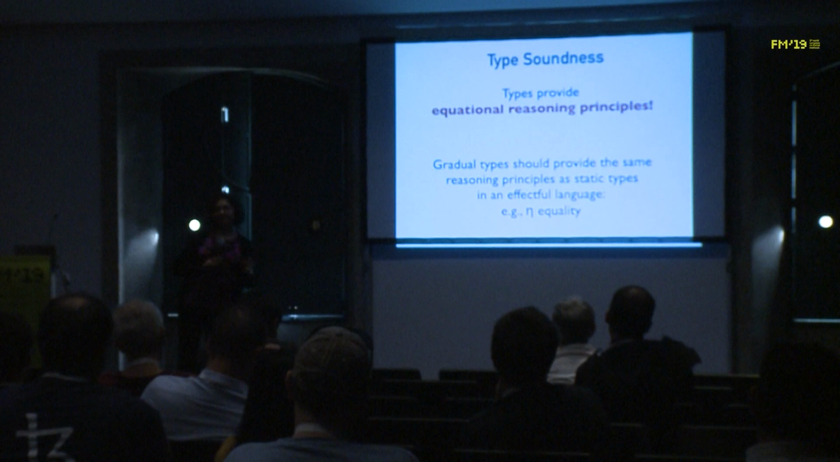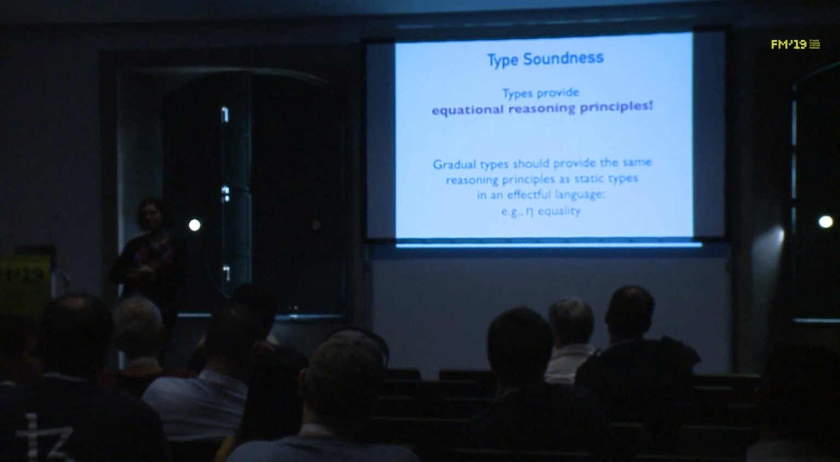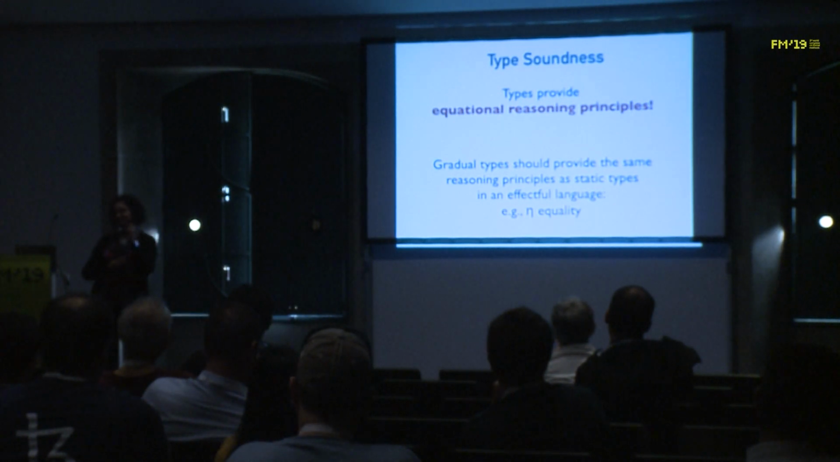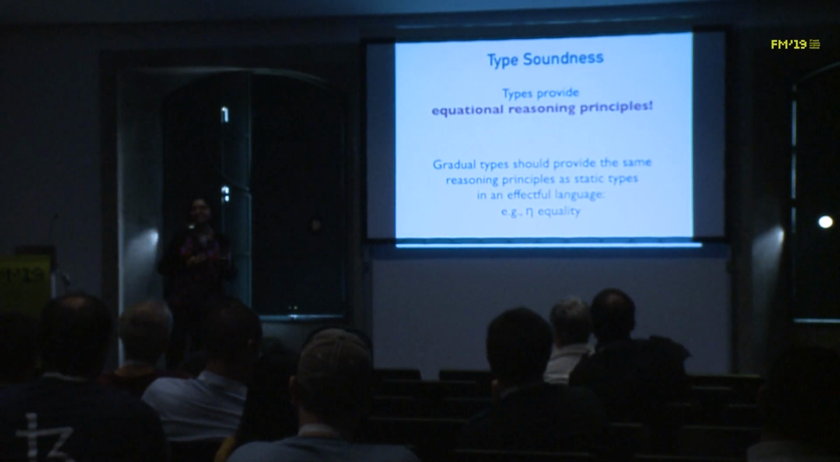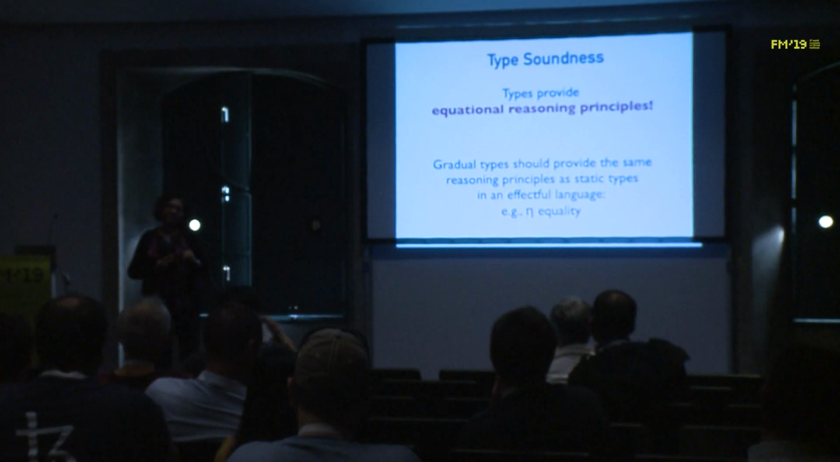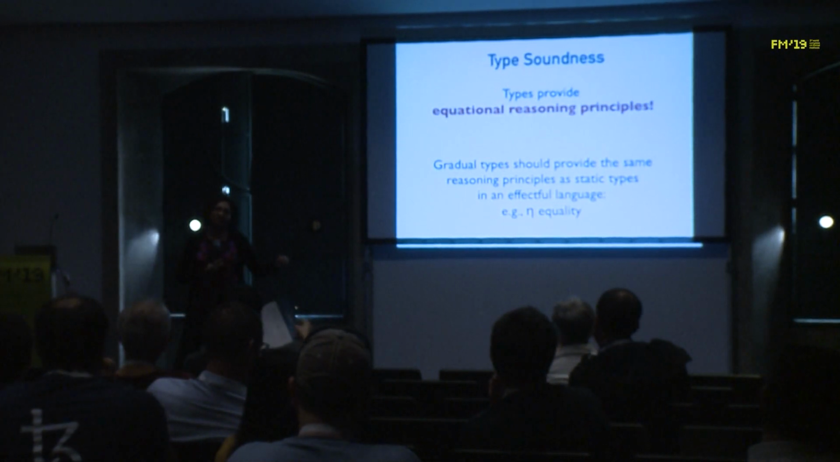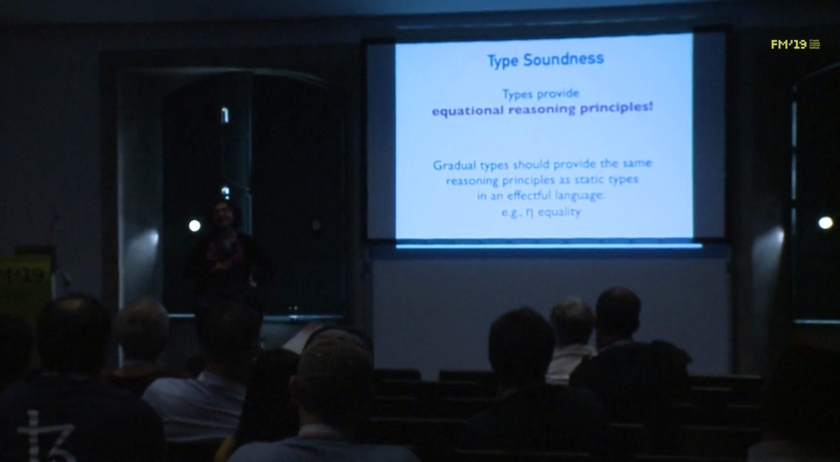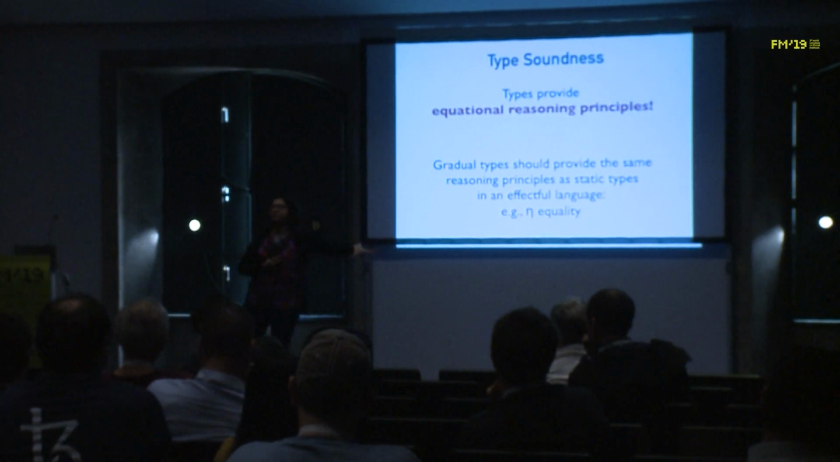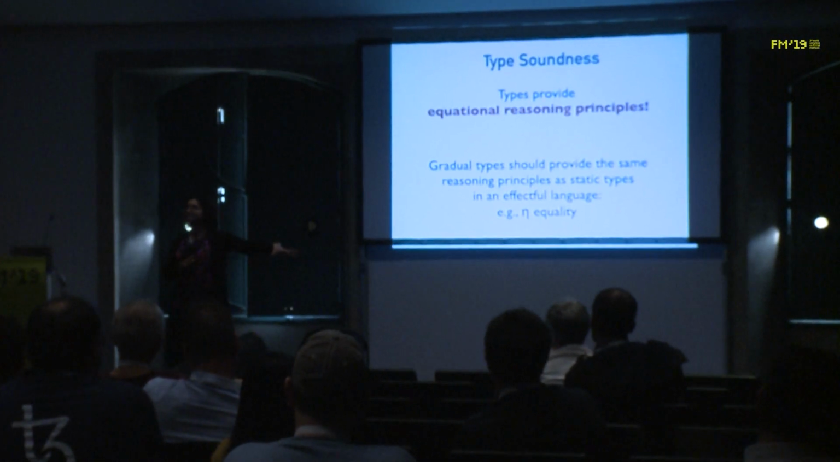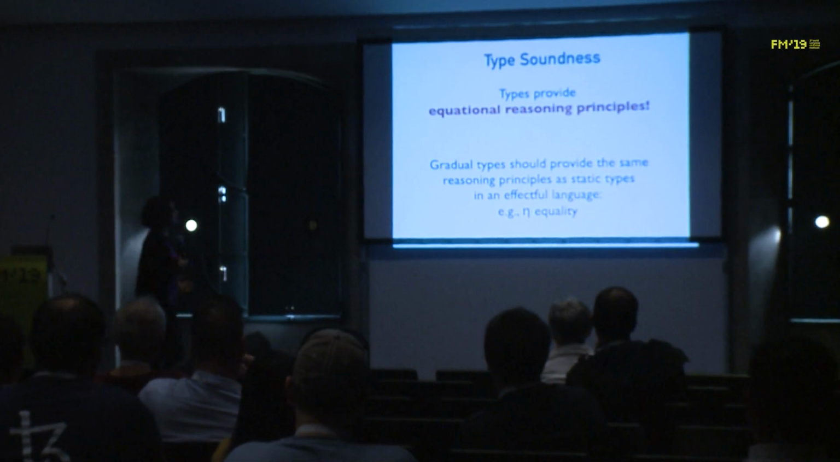Isn't that part of the reason that we slowly add types to a code base, in order to make it more maintainable, in order to hopefully get more ability to reason and refactor? So if types enable equational reasoning, then gradually typed languages should support that kind of equational reasoning, right? If you have a mixed program, then at least in the parts that are statically typed, you should be able to rely on certain principles for equational reasoning.